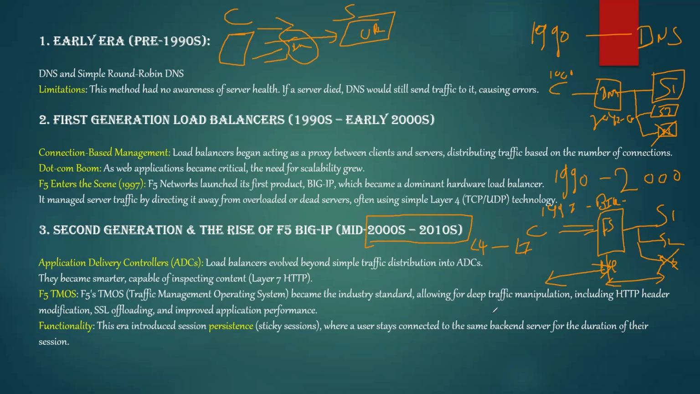So what is deep traffic manipulation? That we can see in the next video. It includes HTTP header modification and SSL offloading. What is SSL offloading? It is the encryption and decryption of data while sending from source to destination, and DDoS attacks should be prevented because of this. TMOS has the capability of providing this type of application performance. We will cover what TMOS is in the next video.